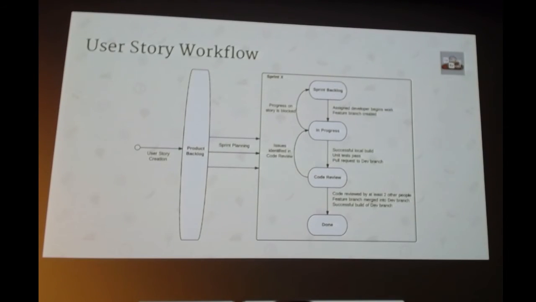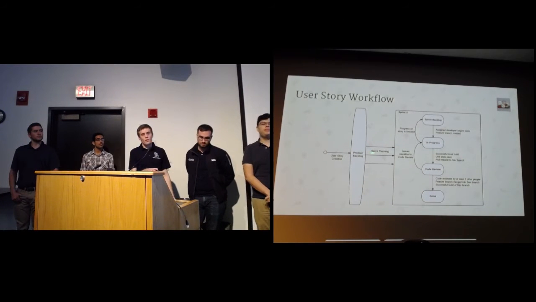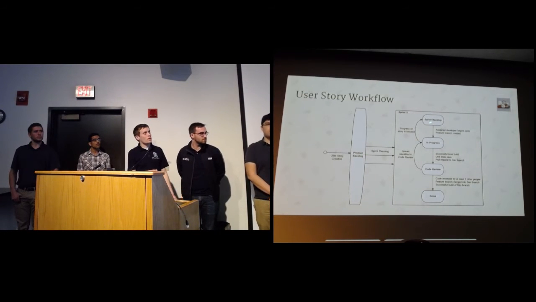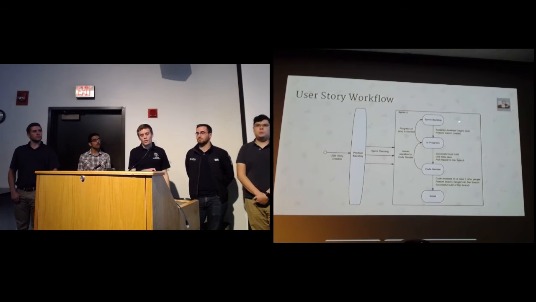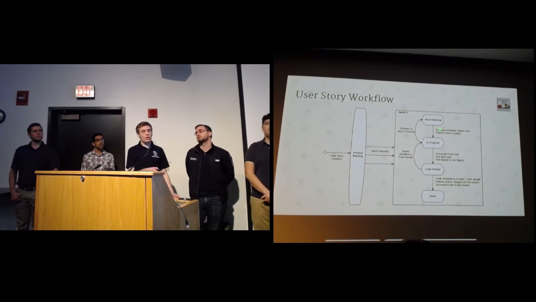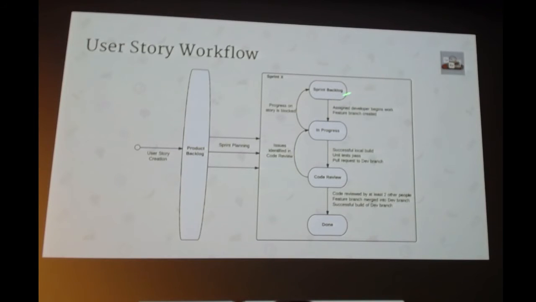So next we're going to talk about our user story workflow. This diagram is basically how a user story moves its way through our process. We start out with a user story created from requirements elicitation, and it gets put in our backlog and prioritized. Then during a sprint planning meeting, we take several of these user stories and put them into our sprint backlog. Once it's in our sprint backlog, a developer will decide they want to work on an item. They create a feature branch. We're using Git as our source control method. And so they create a feature branch and move the story into in progress.